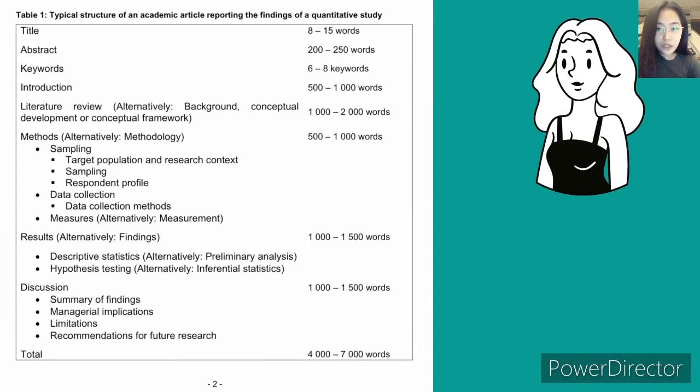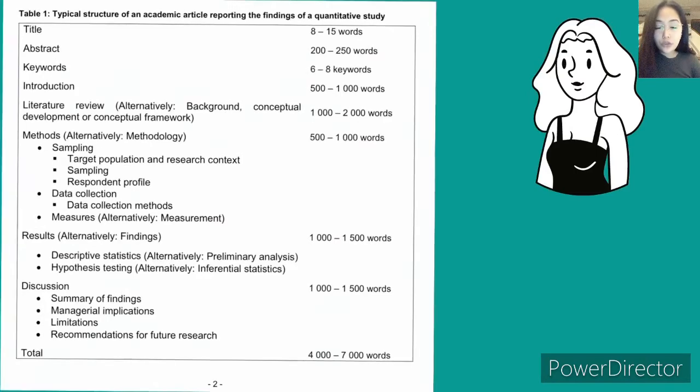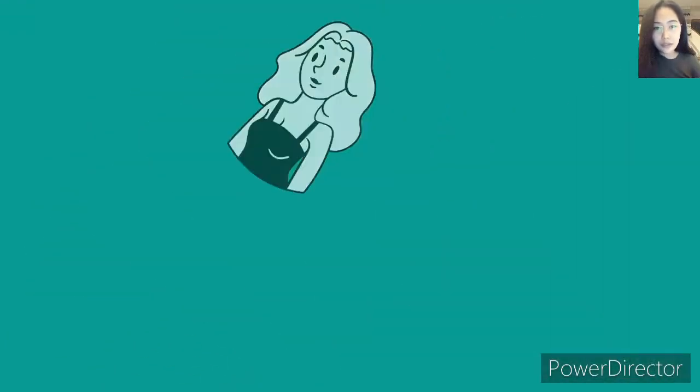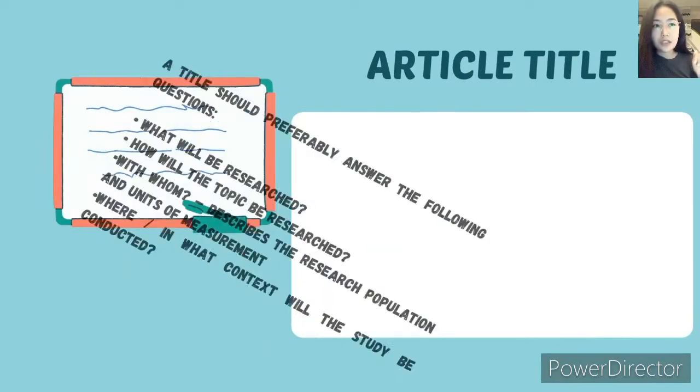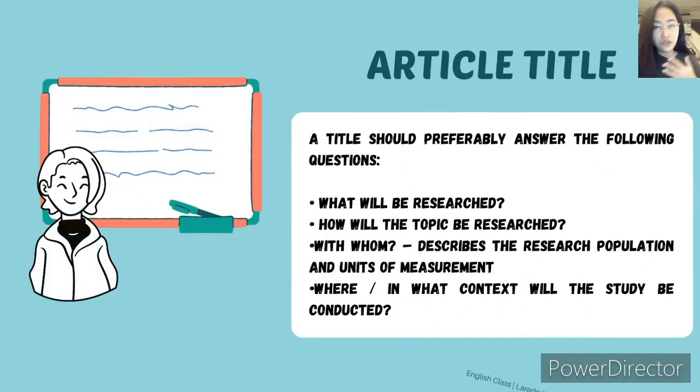You can see on the screen there are a lot of steps that can fulfill the components of the article, and the criteria and the word numbers are given in the chart. So the first component is the article title. The title, with a maximum of 8-15 words, is the first piece that should attract potential readers to notice and explore your research. A title should preferably answer the following questions.